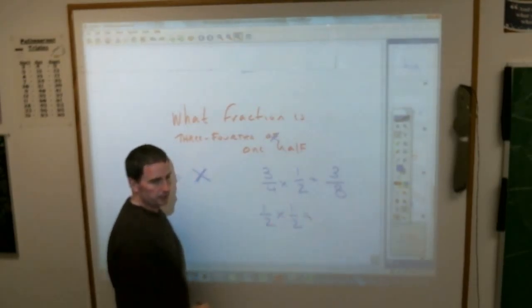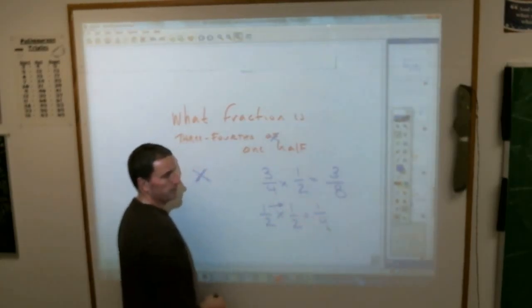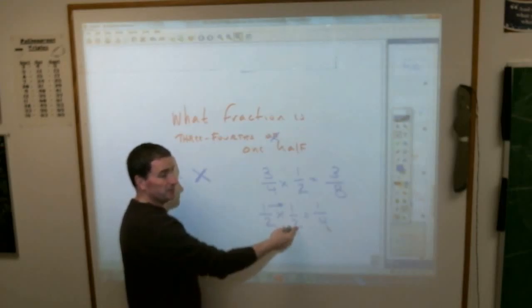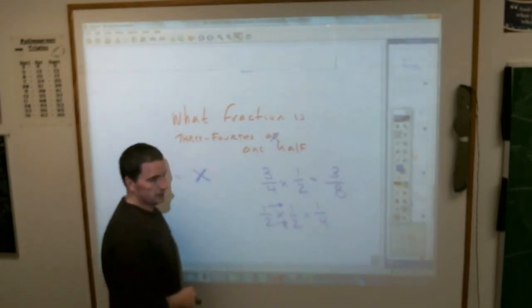You know, they asked you on yesterday's assignment, what is 1/2 of 1/2 of $1? And guess what you got for an answer? Multiply across: 1/4. Half of a 50-cent piece is a quarter. 1/2 times 1/2 is 1/4.